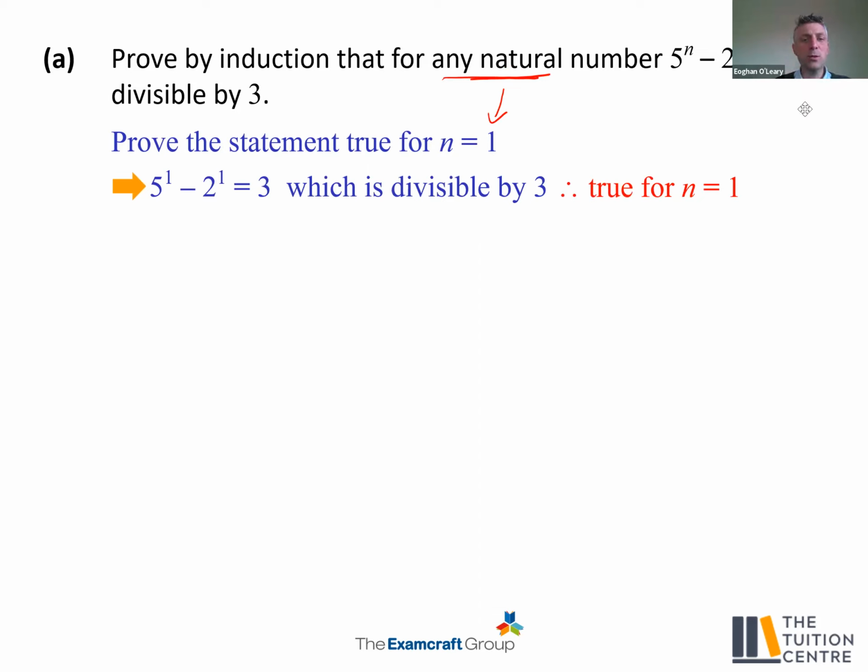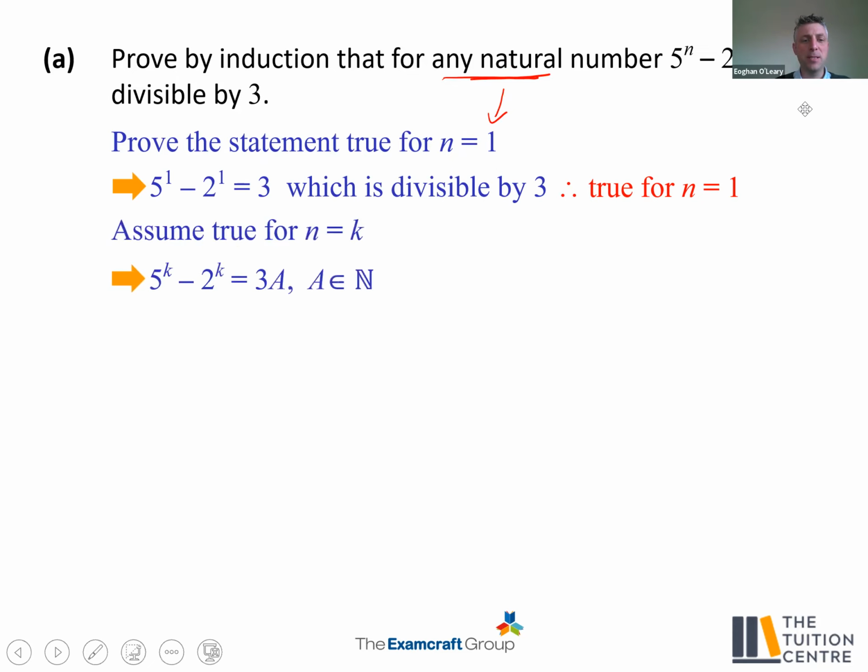We're going to assume it's true for n equals k. So this is my second step. So 5 to the power of k minus 2 to the power of k is equal to 3a, where a is an element of the natural numbers. Okay, so we're saying that it is 3 times some natural number. So that is a way of saying that 5 to the power of k minus 2 to the power of k is divisible by 3. And it's worth saying at this point, there are other ways of writing your answer out, which are equally valid.